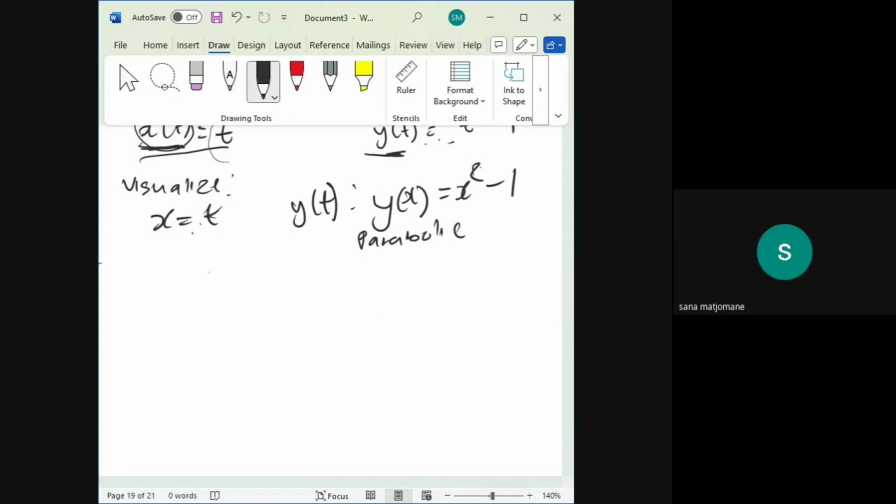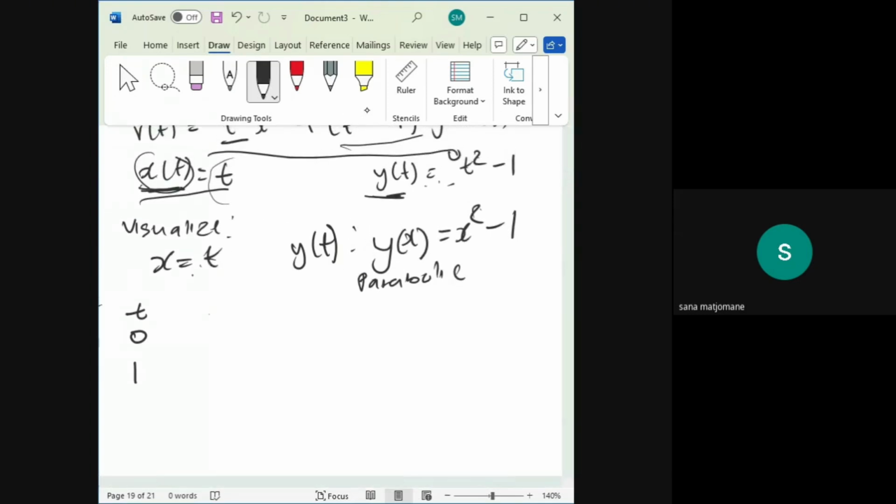So now I'm going to make a little table. I'm going to say this is t. My t, I'm going to start at 0. I'm just going to say 0 and 1, I don't need to write a lot of things. So when t is 0, I go back to this equation here, y as a function of t equals t squared minus 1. Where there is t, I put 0.